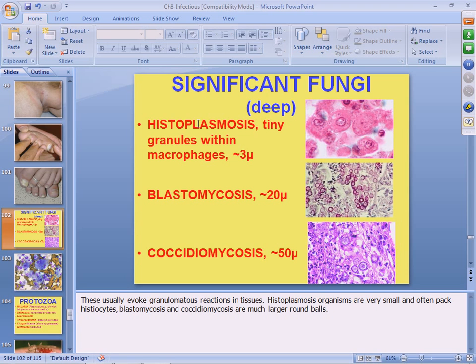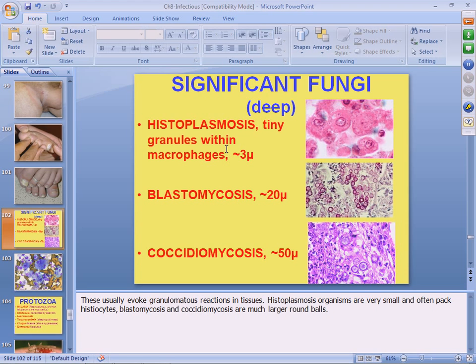But the tiniest one is histoplasmosis. So when you have a cell here where, let's say, the nucleus is 10 microns and the cytoplasm might be 30, the typical size of a histoplasmosis organism is only about 3 microns. That's less than half the diameter of a red cell. They show up as just fuzzy little granules within macrophages.